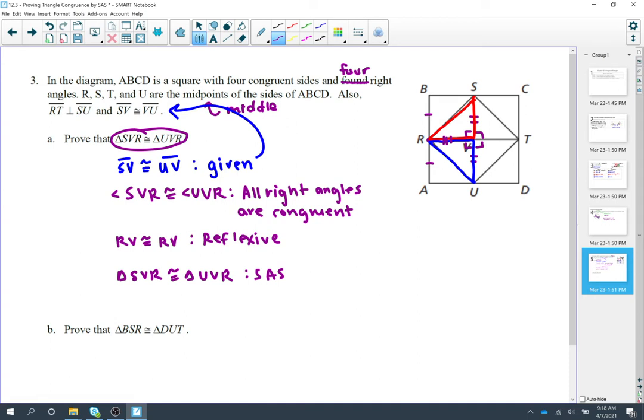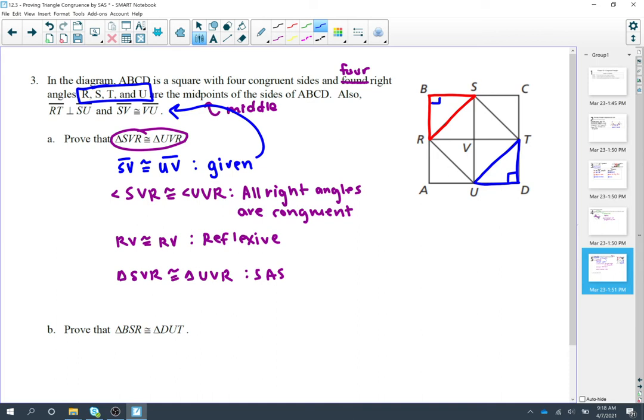Part B. Prove that triangle BSR is congruent to triangle DUT. So for this one, I know that the large shape on the outside is a square. Because it's a square, I know that it has 4 right angles, so I know that those are congruent. Then I'm going to go back to this idea that all of these points here are midpoints. And remember we said that midpoints kind of cut stuff in the middle.